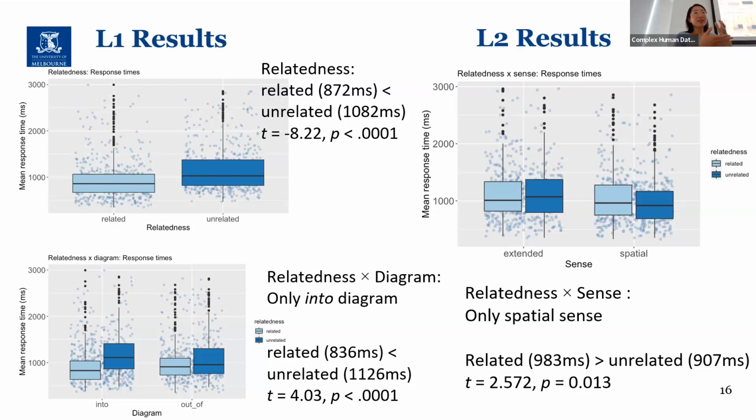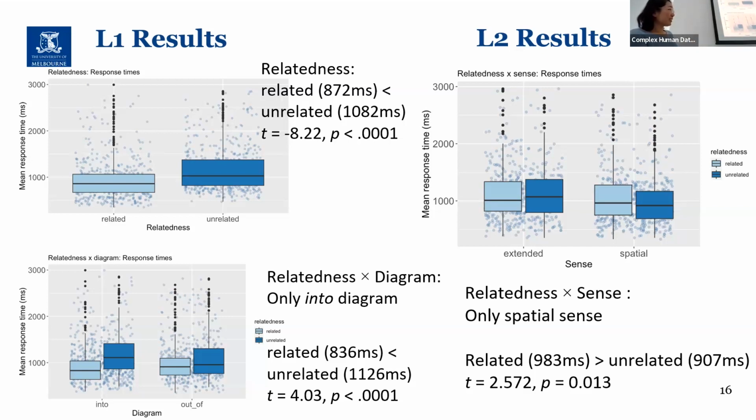The reaction time for the related diagrams is faster than for the unrelated diagrams, and the effect size is quite big. But we found that this compatibility effect, or the relatedness effect, is only shown on the into diagram, but not the out to diagram. That's generally aligned with the previous prediction. So there's a compatibility effect. When it comes to L2, we found the opposite effect.